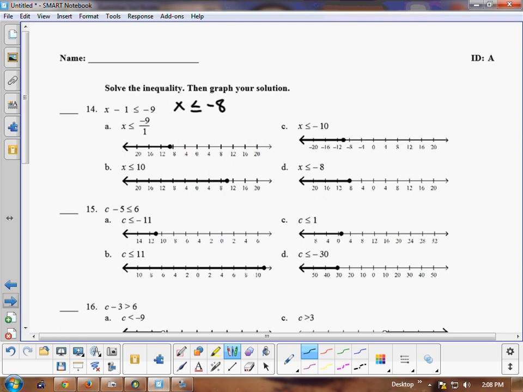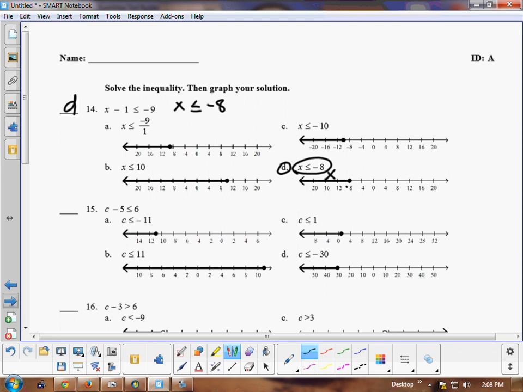Less than negative 8, which looks like it's going to be, my negative signs didn't show up very well, D. Yes, there's a negative here, so that's D. X is over here. It's less than or equal to negative 8, and that's choice D. Plus, that's the only one that says less than negative. Okay, less than or equal to negative 8.